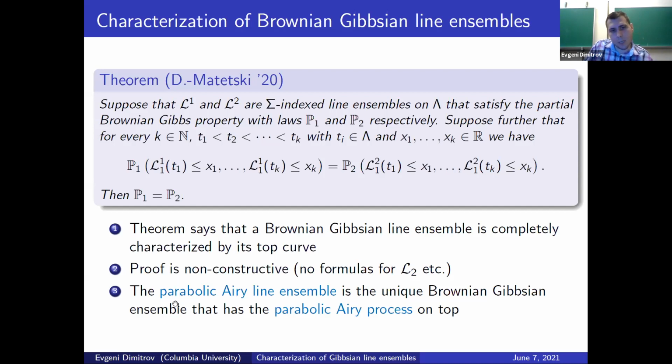And the last thing that I'll mention about the result is that, as an immediate corollary, it pinpoints the parabolic Airy line ensemble that I mentioned before as the unique line ensemble that simultaneously satisfies the Brownian Gibbs property and also has the correct top curve distribution, which for this model is called the parabolic Airy process. It's again one of these universal scaling limits in the KPZ universality class. It's just the usual Airy process, which is stationary, minus a parabola, so that globally it looks like an inverted parabola.